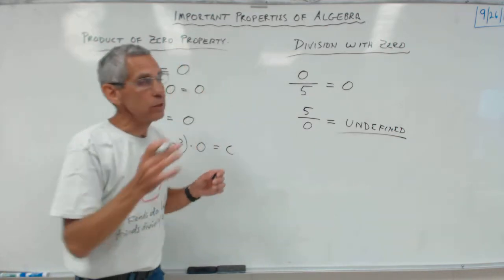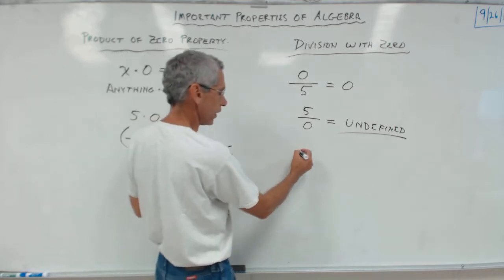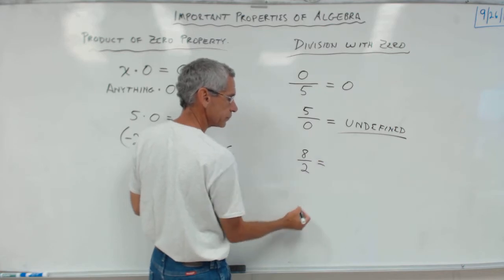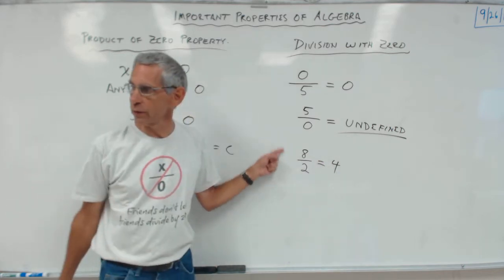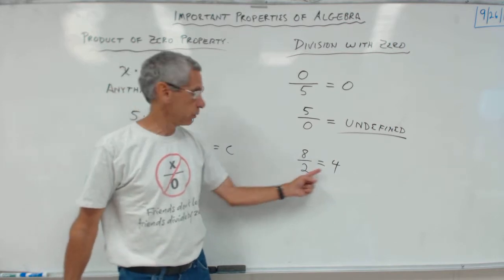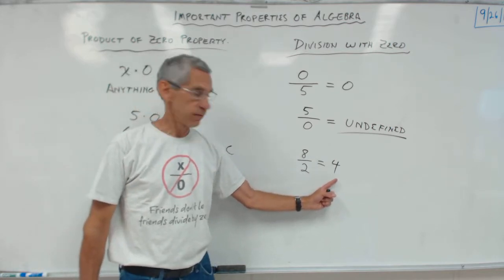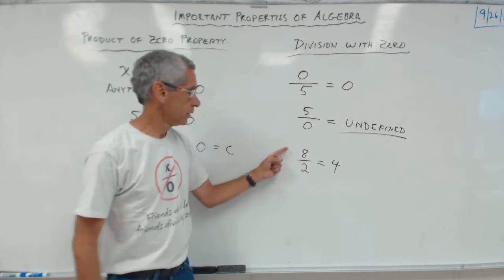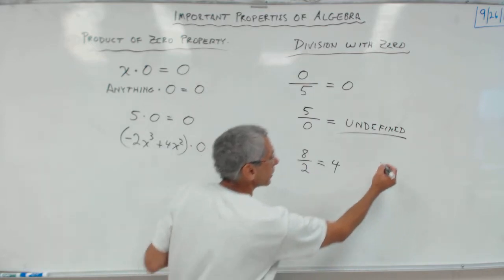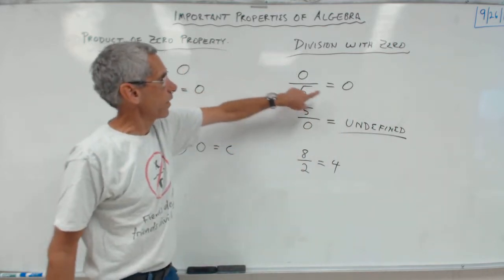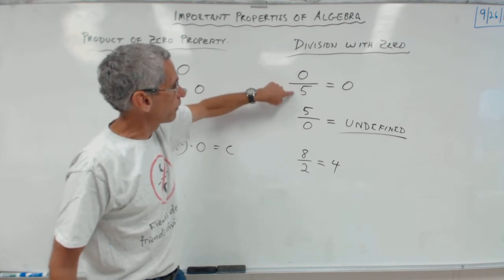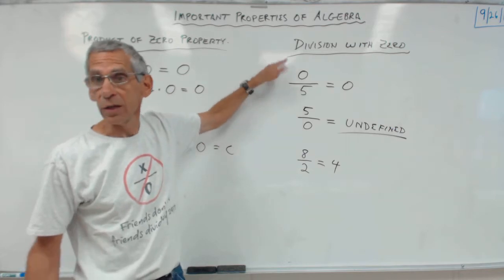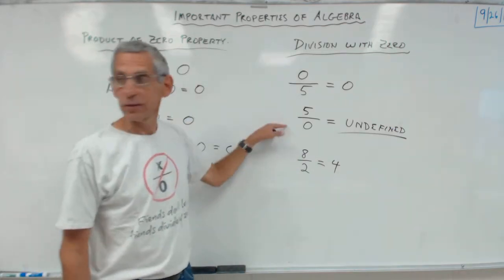Let's think about what we know about division. How about 8 divided by 2 is equal to what? 4. Everybody agrees with this? So if 8 divided by 2 equals 4, then I can go backwards. I can say 4 times 2 is 8. Works great. Let's try 0. 0 divided by 5 is 0. Then I can go backwards: 0 times 5 is 0. Works great.